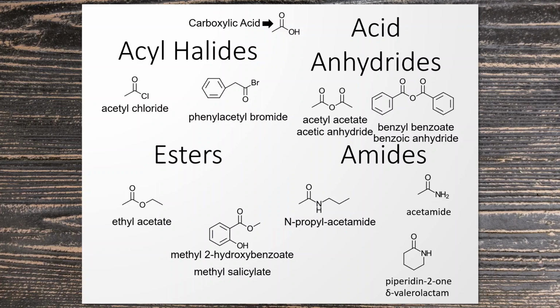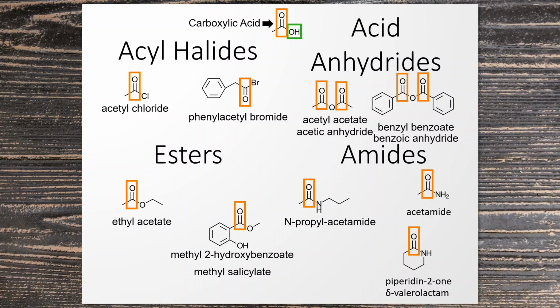Next, I will box all the carbonyls like I'm going to here the carboxylic acid. So there are all our carbonyls. Next, we will look at the hydroxide here and what it turned into in each of the groups. So firstly, with these acyl halides, remember that halides are these guys here. The OH becomes a halide.